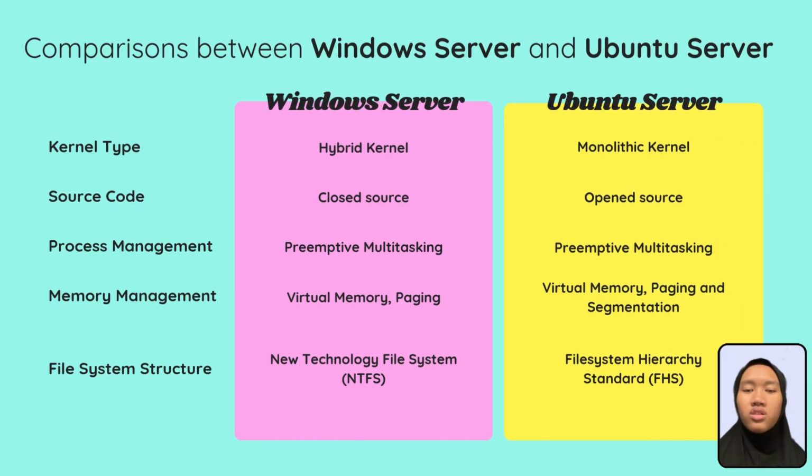Now, a comparison between Windows Server and Ubuntu Server. The first aspect is the kernel type. Windows Server has a hybrid kernel, which is a combination of monolithic and microkernel, whereas Ubuntu Server has a monolithic kernel. As for source code, Windows is closed source, where the source code is not publicly available, and Ubuntu Server is open source, which is the opposite of closed source.